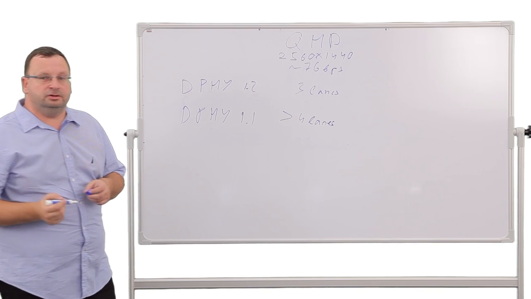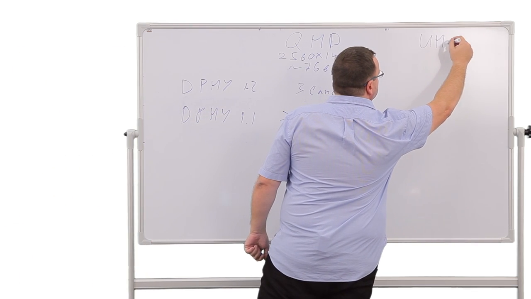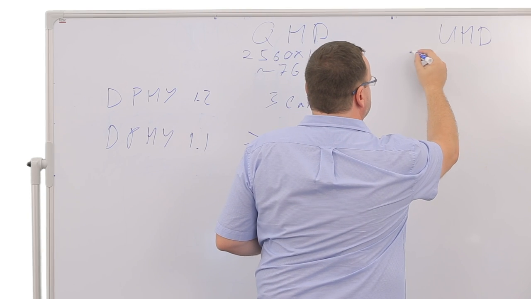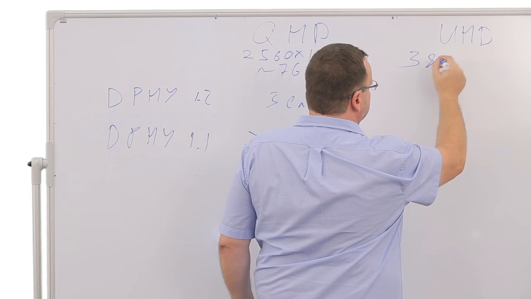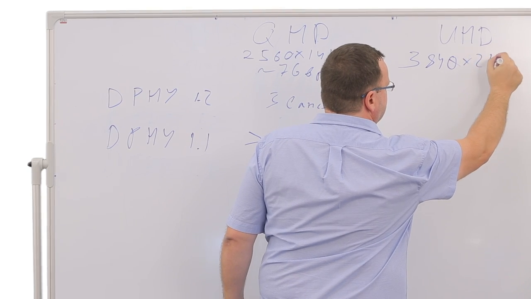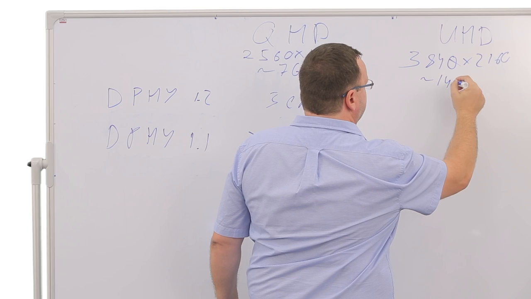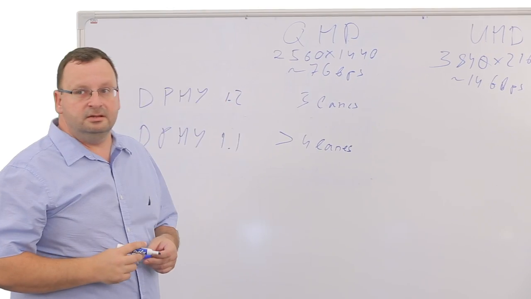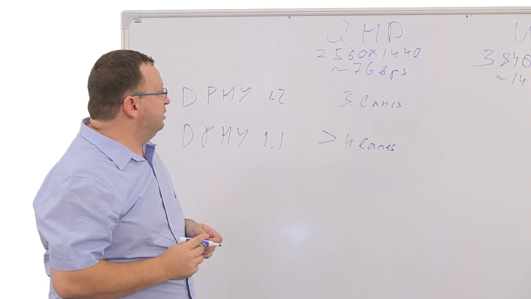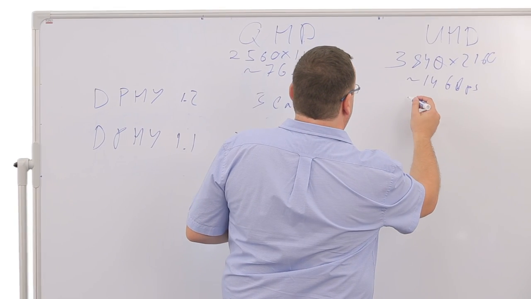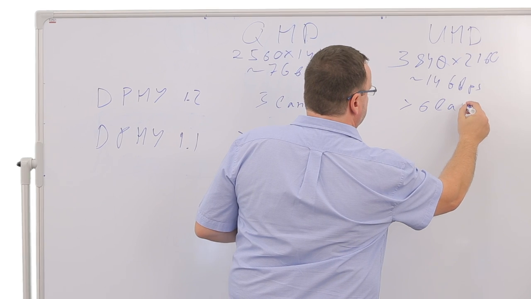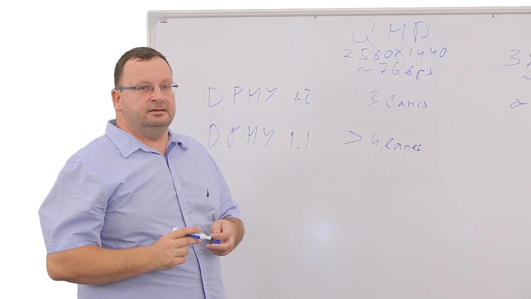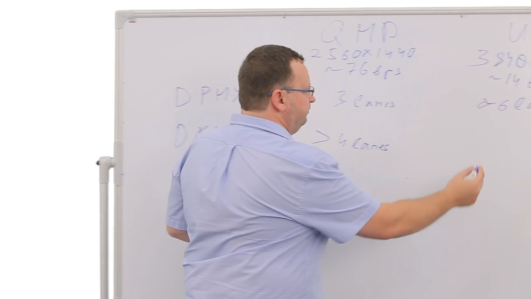If we are going further and going to ultra high definition resolution, it requires about 40 gigabit per second data rate. We can see that even with D-PHY 1.2, we will need more than 6 lanes in order to transfer this data. And obviously, we cannot transfer it with D-PHY 1.1.